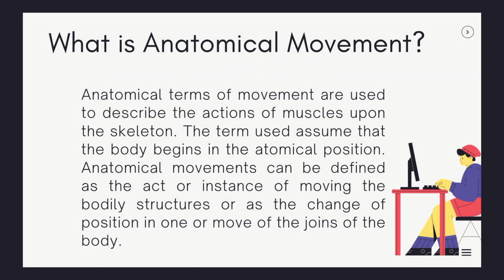Anatomical terms of movements are used to describe the actions of muscles upon the skeleton. The term used assumes that the body begins in the anatomical position. Anatomical movements can be defined as the act or instance of moving the bodily structure or as the change of position in one or more of the joints of the body.